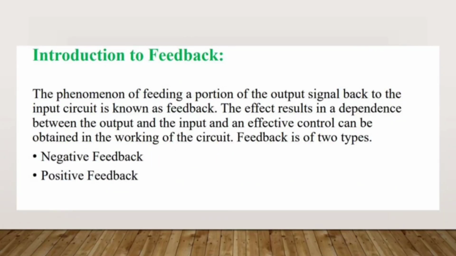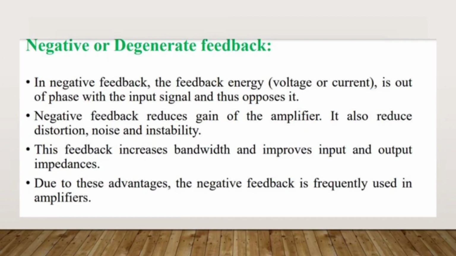Feedback is of two types: negative feedback and positive feedback. Negative or degenerative feedback. In negative feedback, the feedback energy is out of phase with the input signal and thus opposite to it. Negative feedback reduces the gain of the amplifier. It also reduces distortion, noise, and instability. This feedback increases bandwidth and improves input and output impedances. Due to these advantages, negative feedback is frequently used in amplifiers.